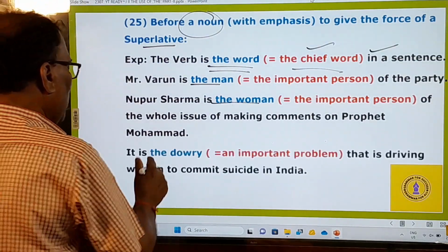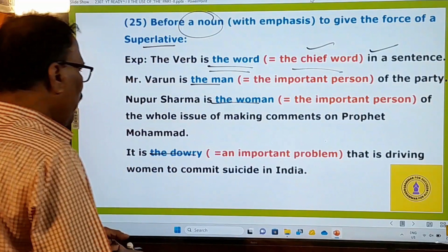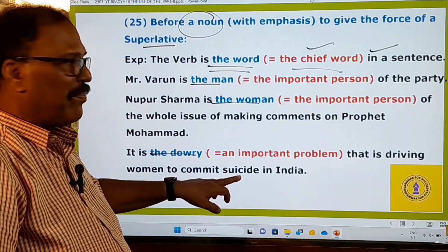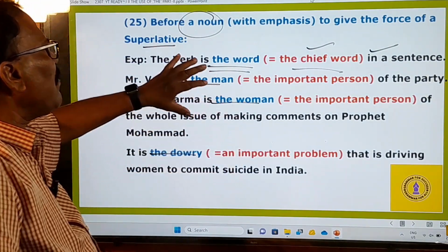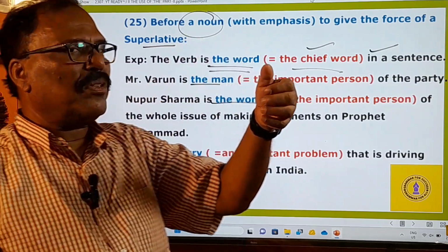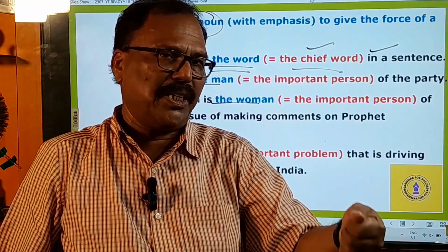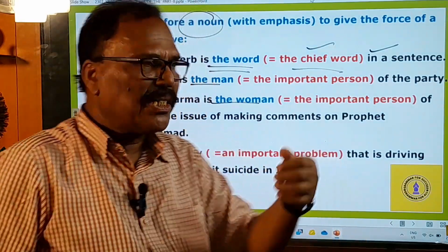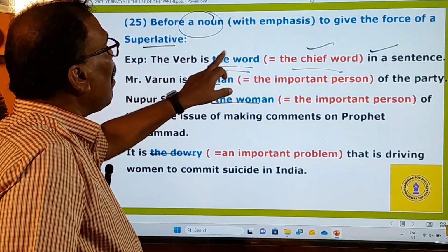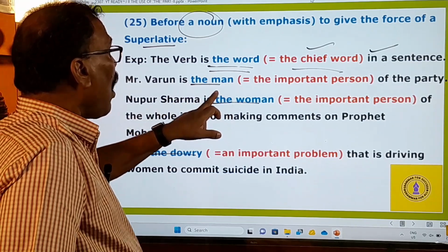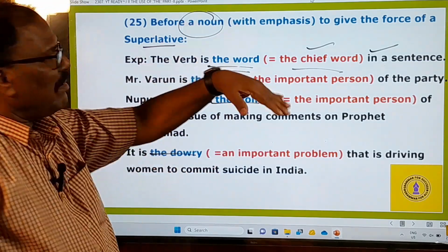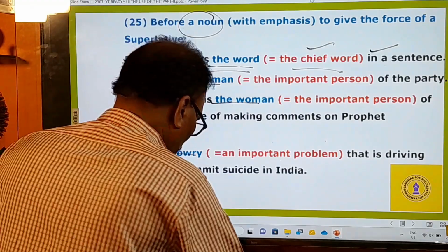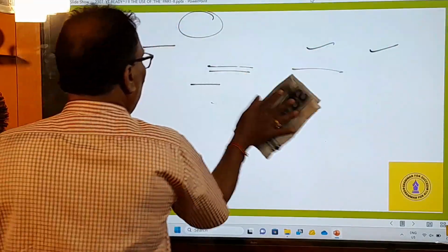And here, one more. It is the dowry that is driving women to commit suicide in India. That's why it is important. In this way, to give the force of a superlative to the noun used in a sentence, we must use the definite article: the man, the woman, the dowry. Okay, it is also an important rule. And now you go to the next rule.